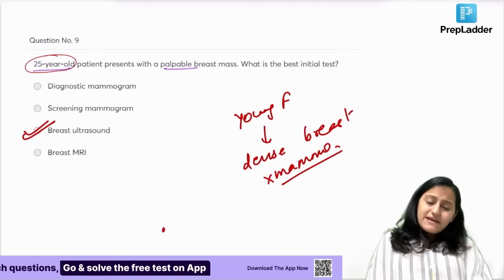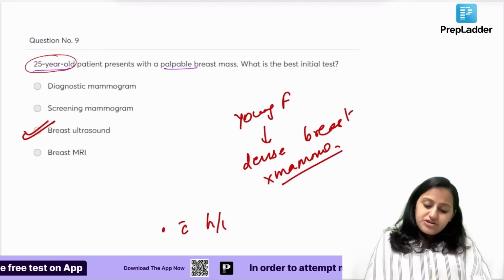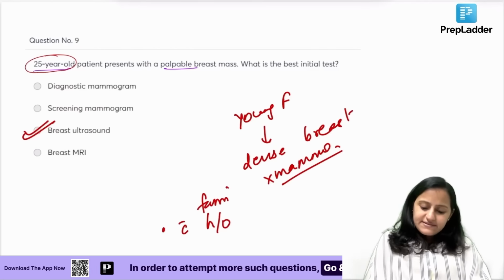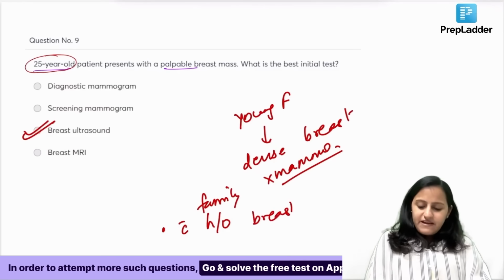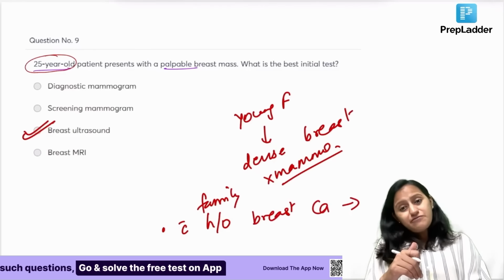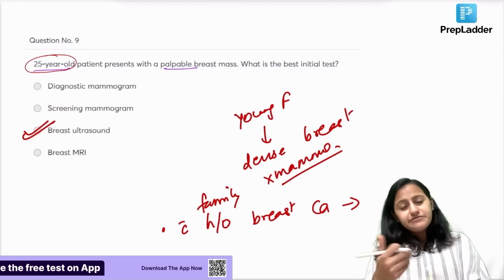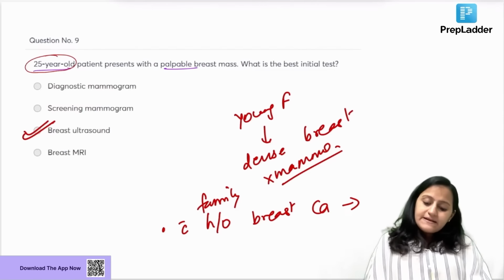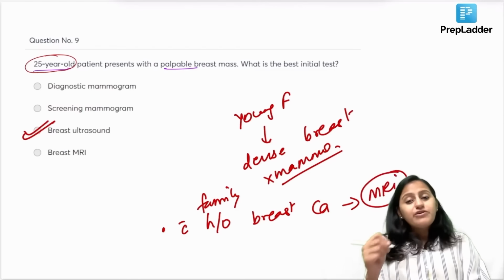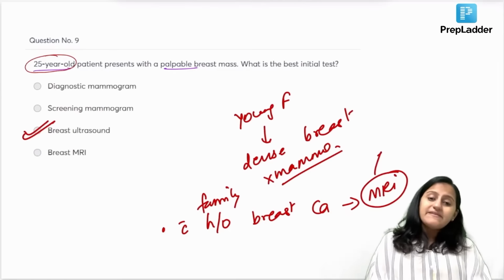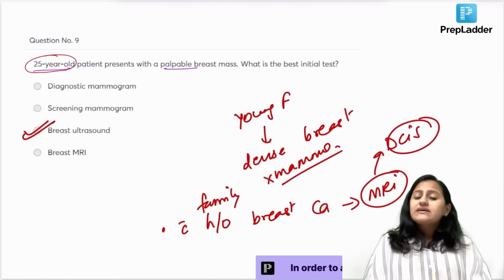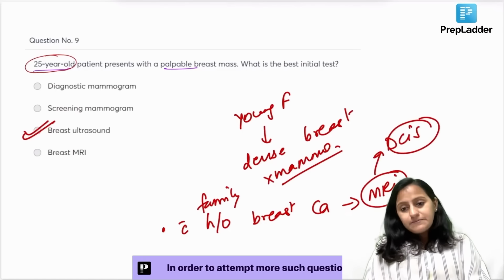If this would have been a patient with a family history of breast cancer, a 25-year-old patient with family history of breast cancer, BRCA positive. So it's a high risk female. So in that case, we would have gone for MRI because MRI is the investigation which picks up the ductal carcinoma in situ very well.